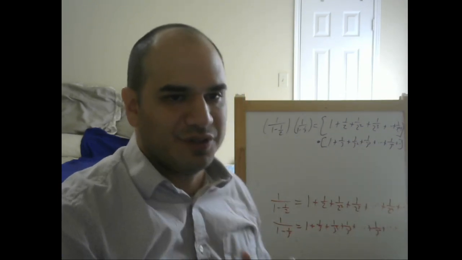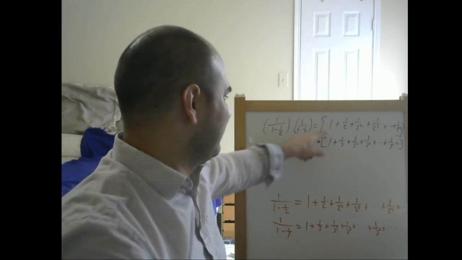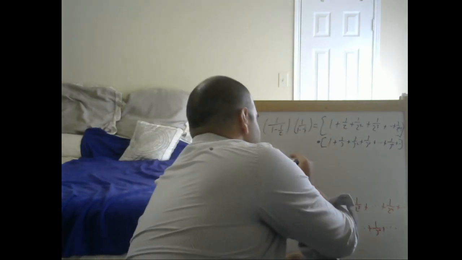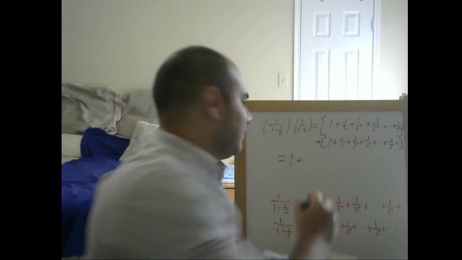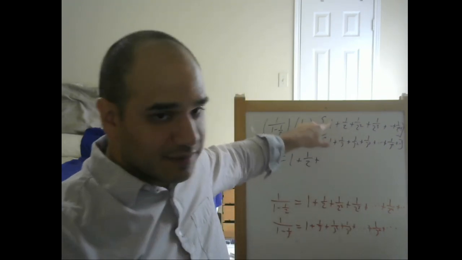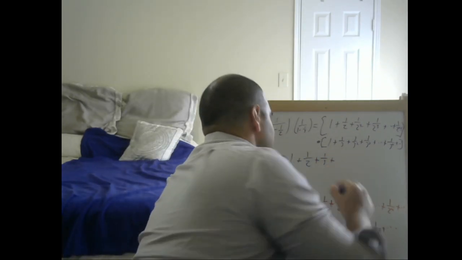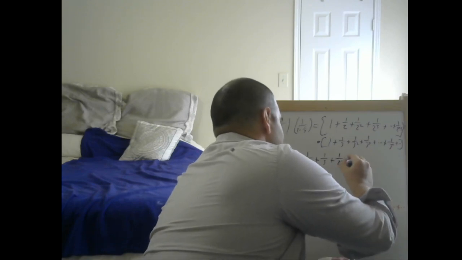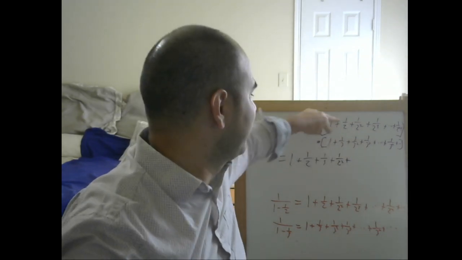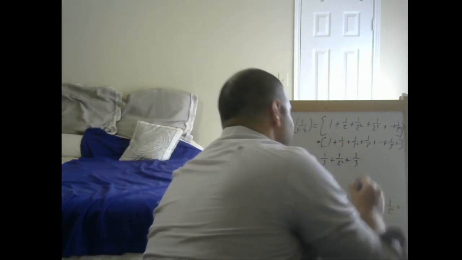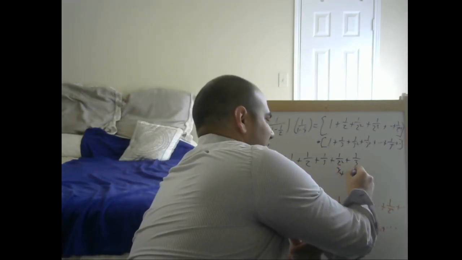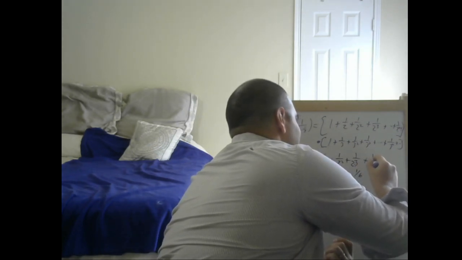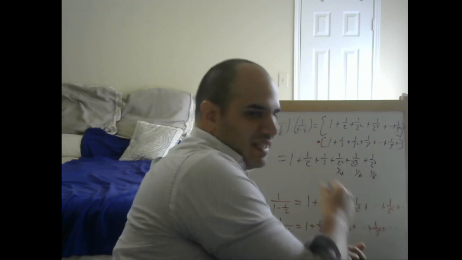And so we're still using the FOIL rules, first, outer, inner, last, and so forth. So just picking one from here and one from here, and then every combination of that, we see at the beginning that it's 1, and then 1/2 times 1, and then 1/3 times 1, and then 1/2 squared times 1. And then we get a cross term, 1/2 times 1/3. And I'm using the fact that I know that this is 1/4. This is 1/6. Okay. This is 1/8.